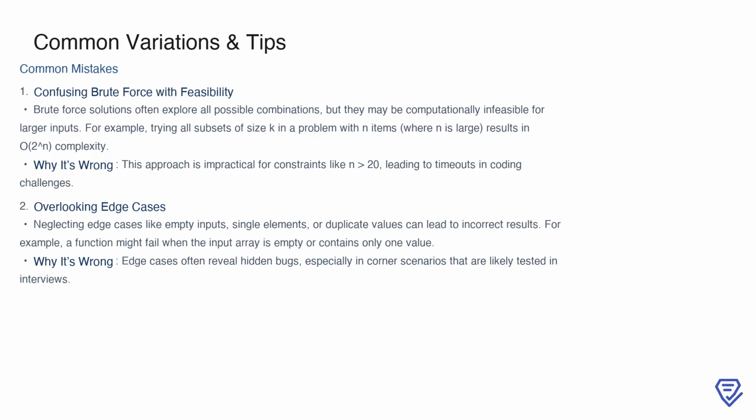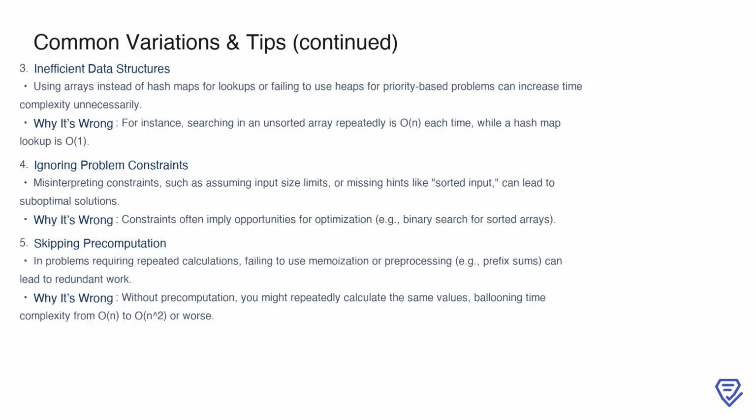Another frequent mistake is overlooking edge cases. Scenarios like empty inputs, single elements, or duplicate values are often missed, and these can cause your solution to fail in corner cases. For example, a function might behave unpredictably if given an empty array or an array with only one element. Edge cases are critical because they expose hidden bugs and are commonly tested in interviews to assess the robustness of your solution. Another common error involves using inefficient data structures.